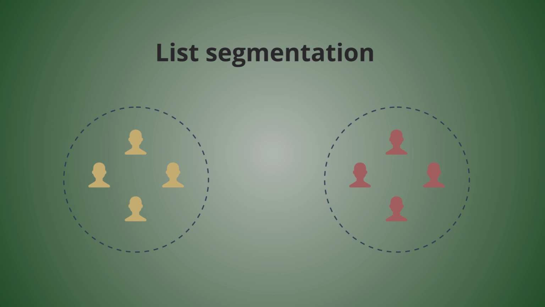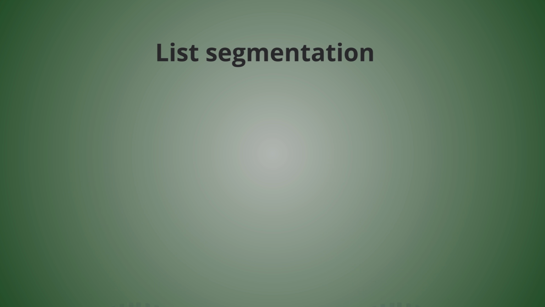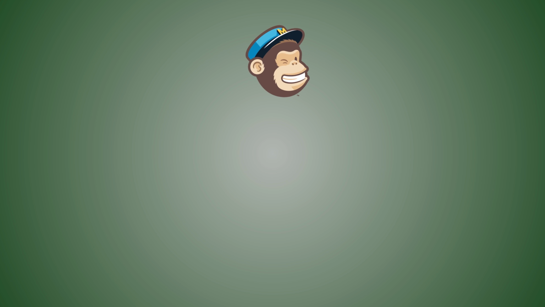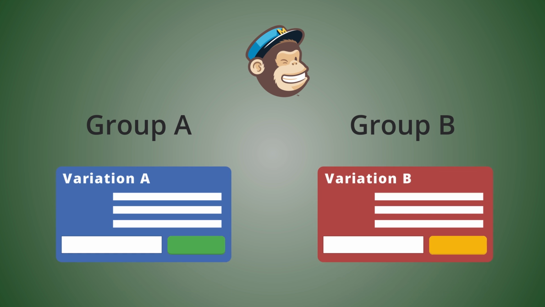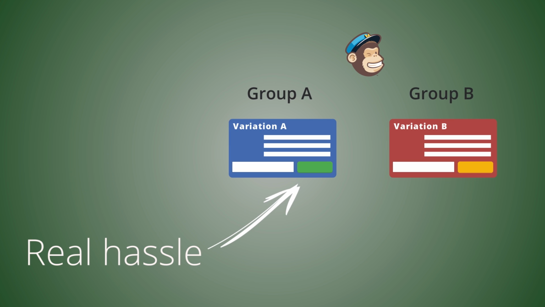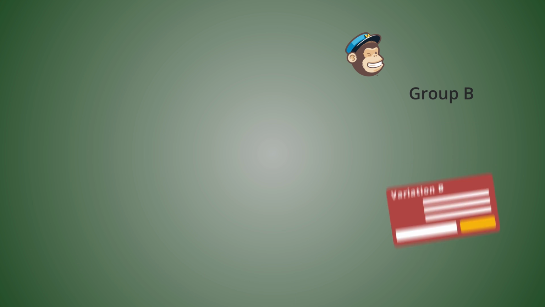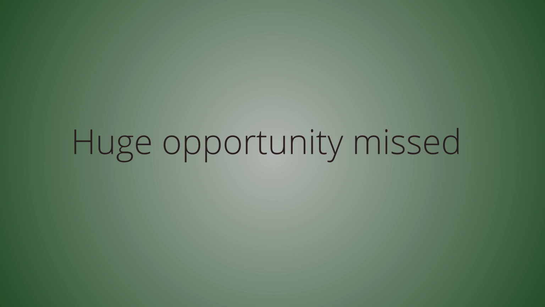And one of the reasons most people are not taking advantage of this feature is because it is difficult to set up. To segment your list in MailChimp, you have to create groups, and every time you want to add subscribers into a certain group, you need to make sure that they subscribe to a different opt-in form. Creating these different opt-in forms and adding them to your website is a real hassle and super time-consuming. That's why most MailChimp users do not segment their list properly and miss out on this huge opportunity.